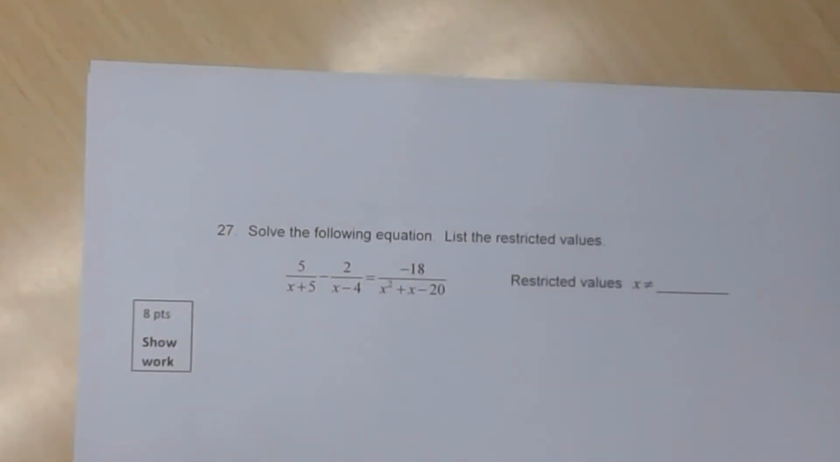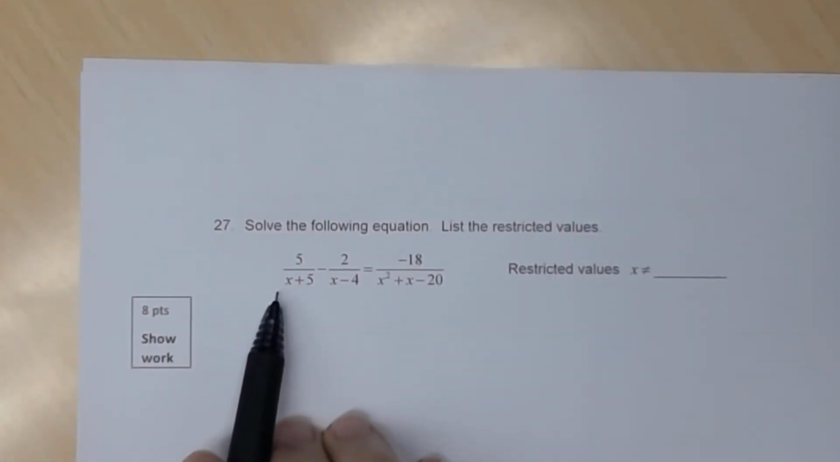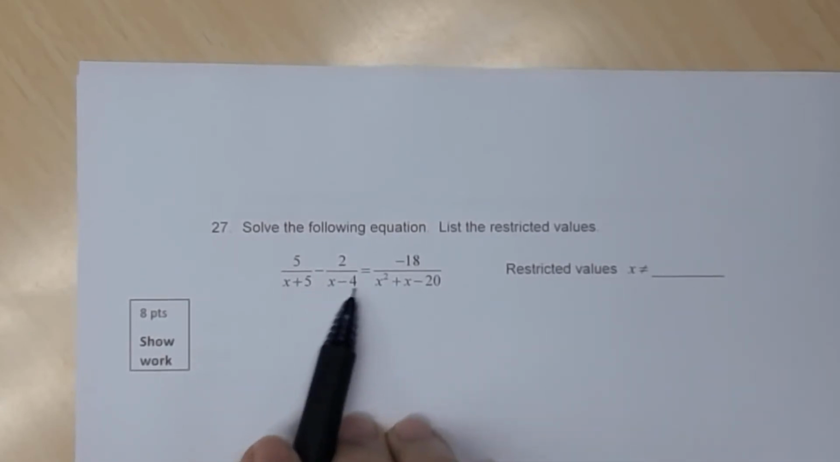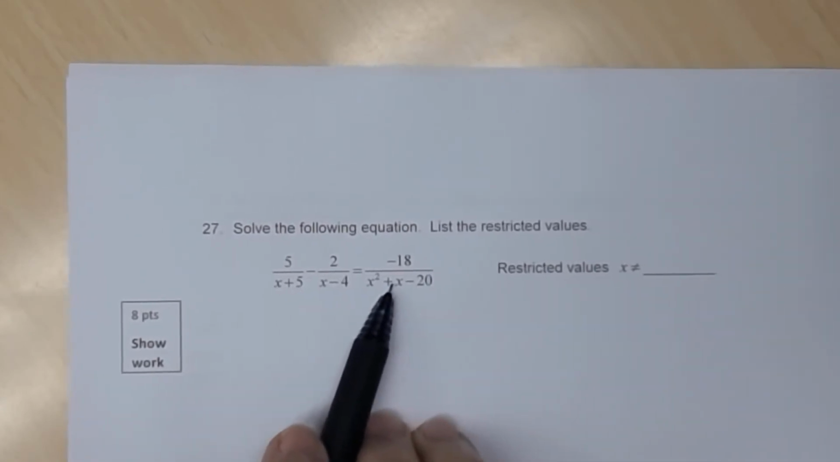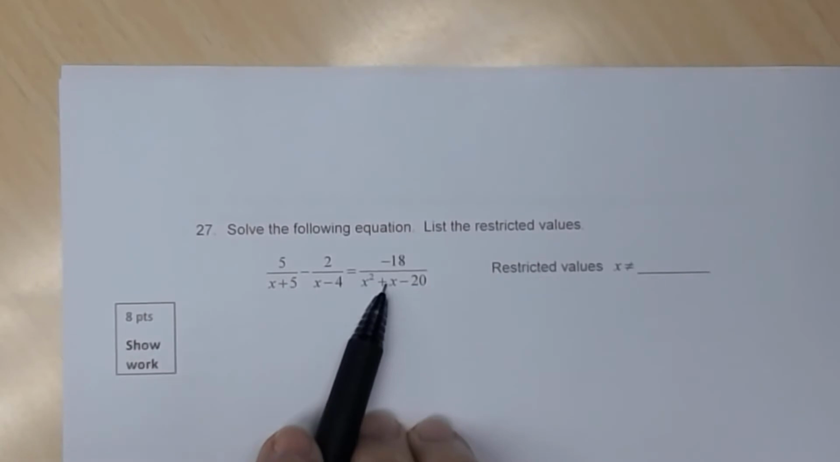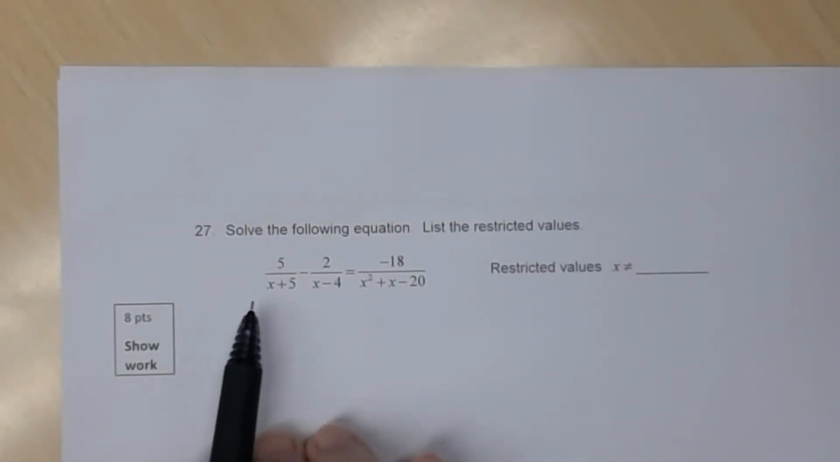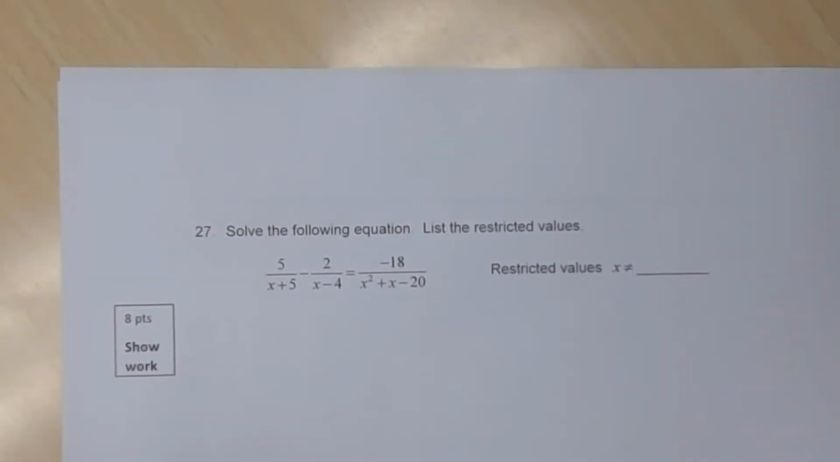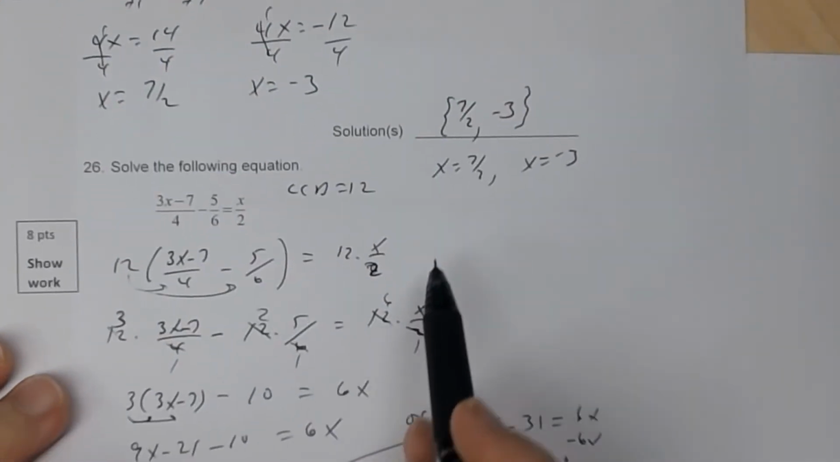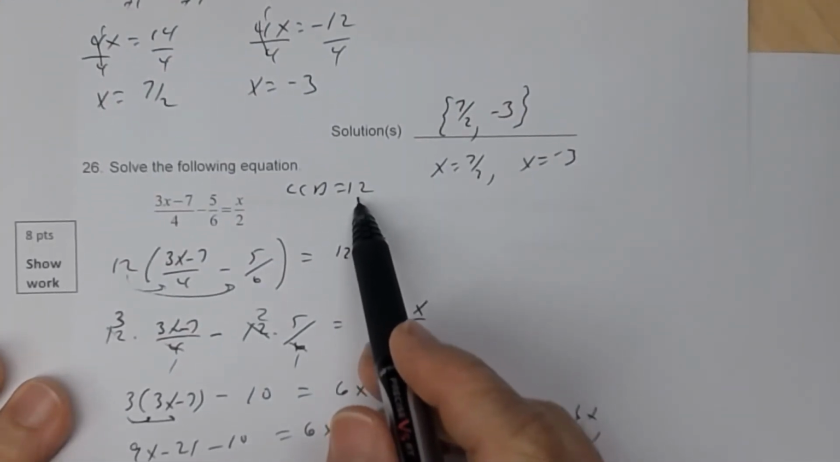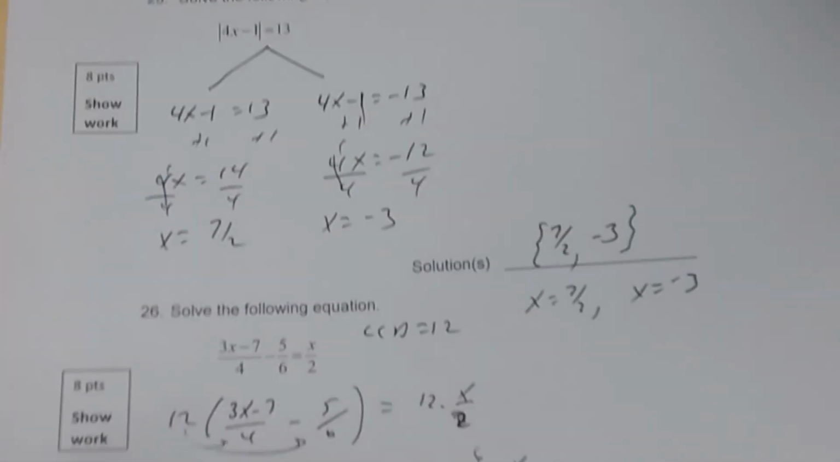27. Okay, 27. Now this time you have a rational equation because you have variables in the denominator. So you've got to clear the fractions just like we did in the previous problem, but the LCD is not going to be a real number like we had here.